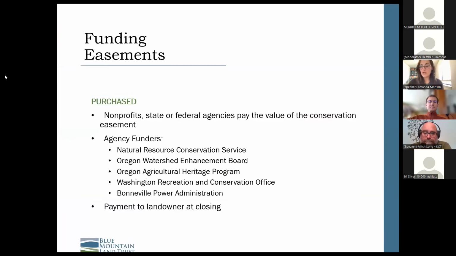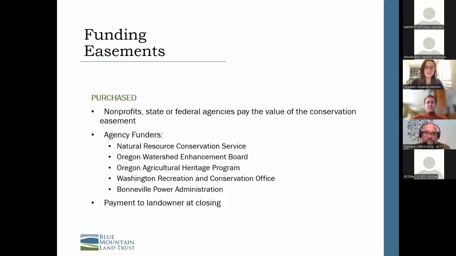So first of all, we want to talk about how we pay for easements. Easements are purchased using either nonprofit funds, so internal fundraising, or state and federal agencies pay the value of a conservation easement. Some agency funders listed here in our region include NRCS, OWEB, the Oregon Agricultural Heritage Program, Washington Recreation and Conservation Office, and Bonneville Power Administration, although there are other funds and funders available. And an easement is paid in a cash payment to the landowner at closing. Next slide, please.